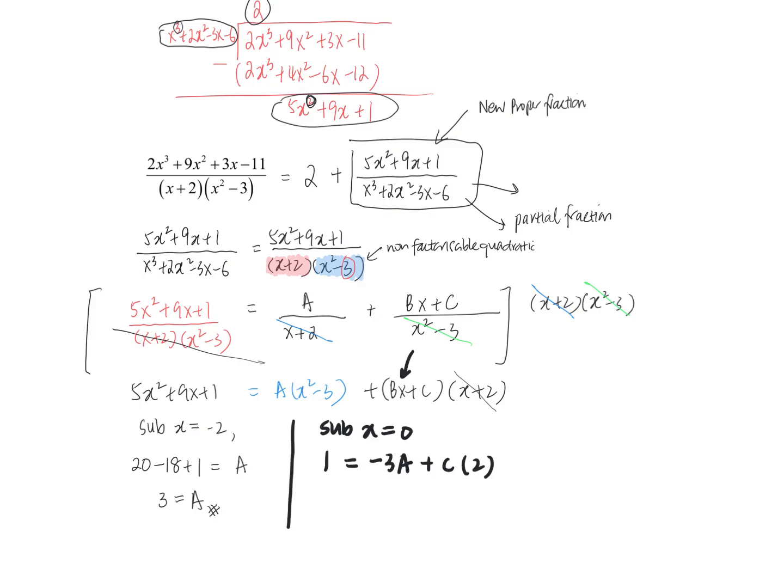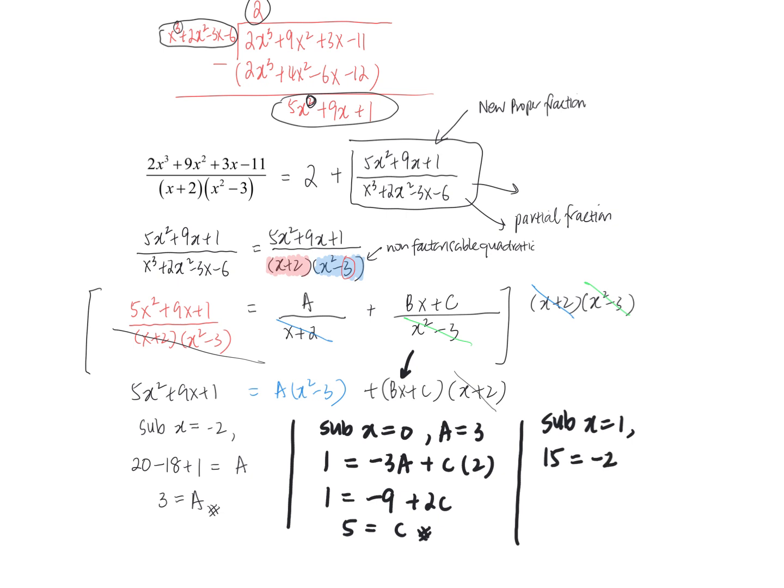So I also know that a is 3. So if I put that in, c will be 5. Okay, that's the second unknown. So I can just sub x to be anything to find my unknown b. Okay, so 5 plus 9 plus 1, that's a 15. Okay, and then I have a minus 2 times a.